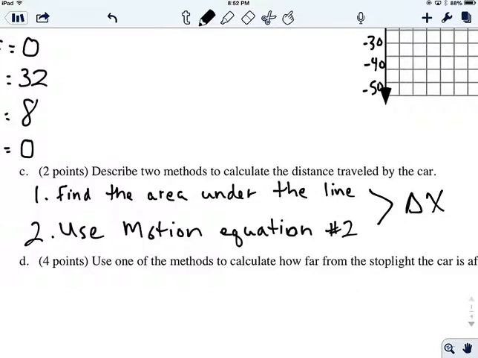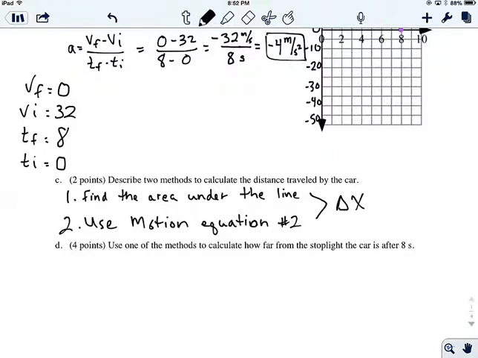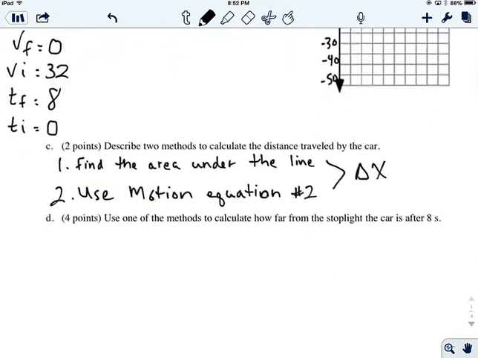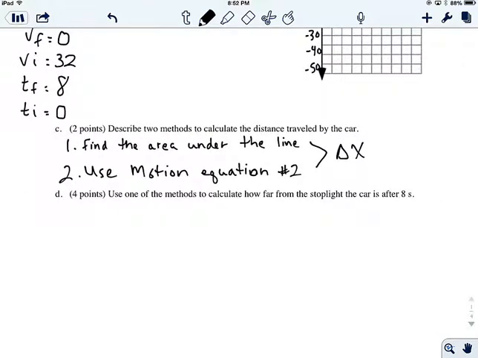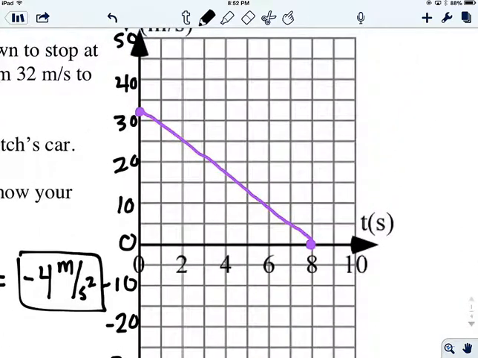Displacement is area under the line, and then we can also use motion equation number 2. Now, me being the thorough teacher that I am, I'm going to use both ways and show you that it's going to yield the same answer either way. So for 1, let's find the area under the line. The area under the line is going to be all of this. So it's this triangle.